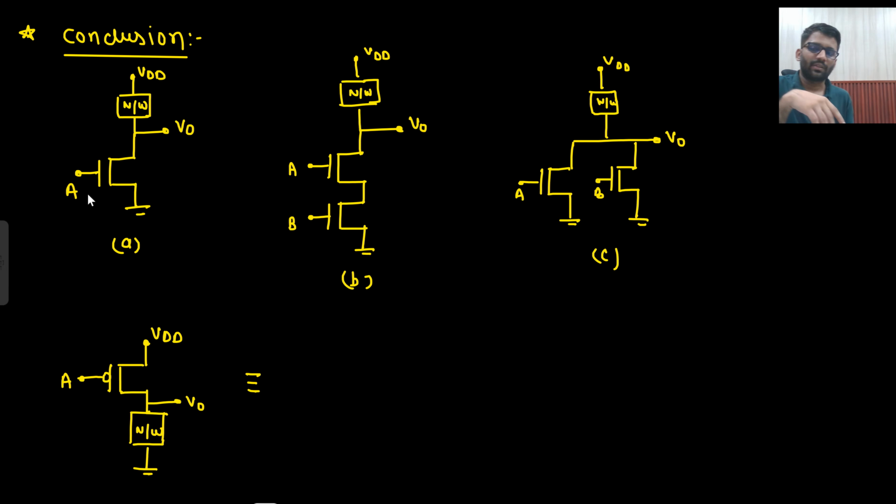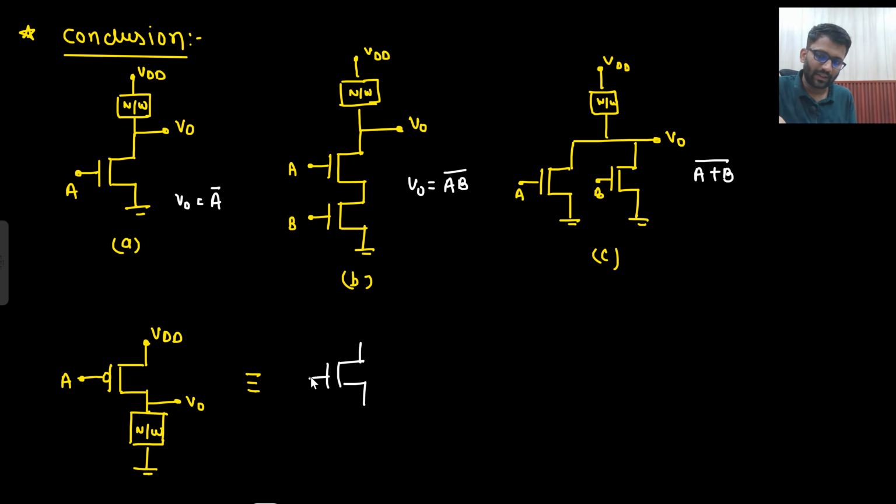So now what is the conclusion? If MOS is connected like this, V naught will be my A bar. If both are in series, so A into B, and since they are coming from ground, so bar. If both are in parallel, so A plus B coming from ground, bar, and this can be replaced as something like this, A bar. This bubble can travel and it can be replaced by this.